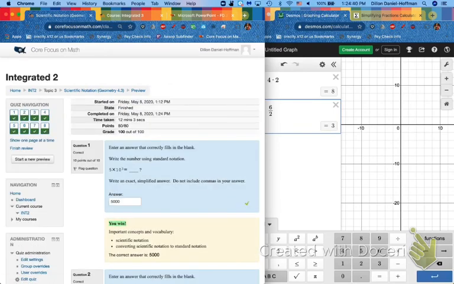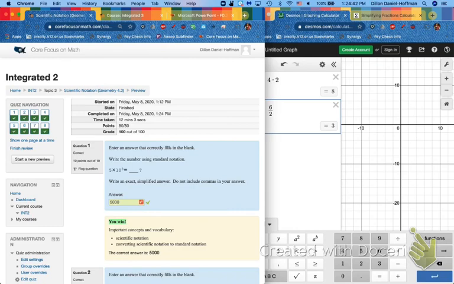All right, awesome. Well, this will officially end our little mini unit on multiplication and division property of exponents and scientific notation.